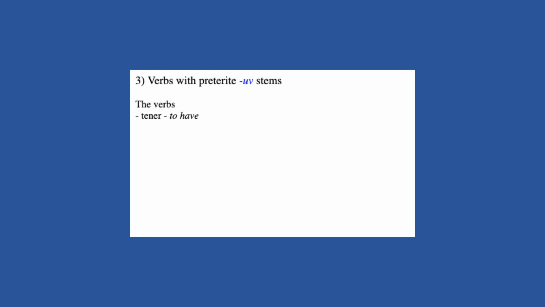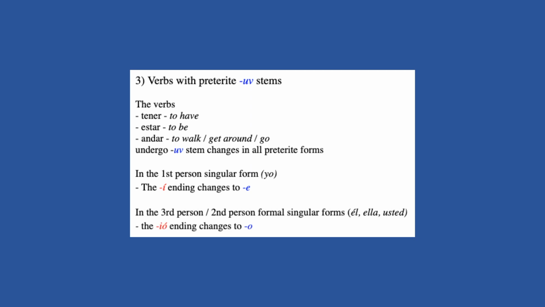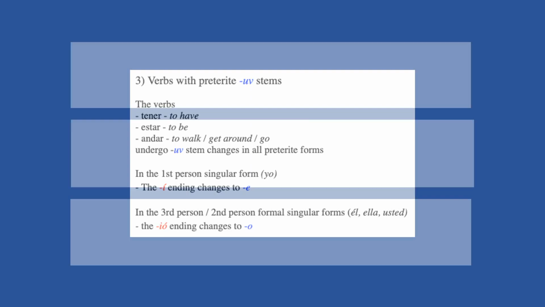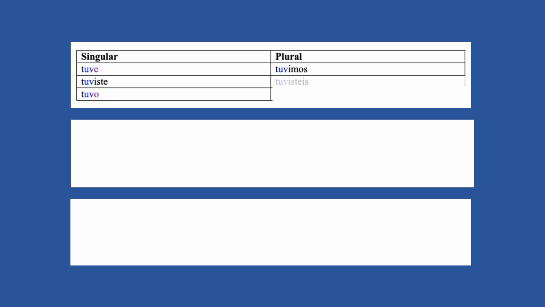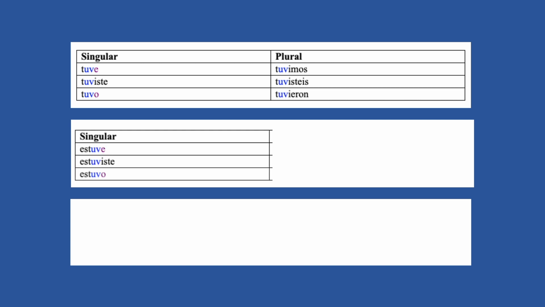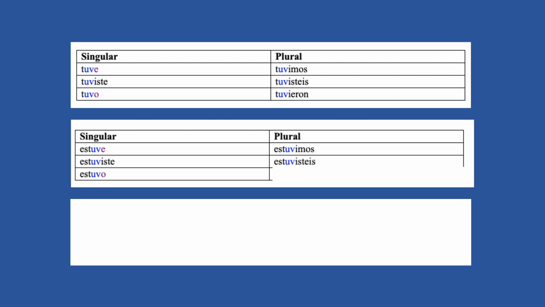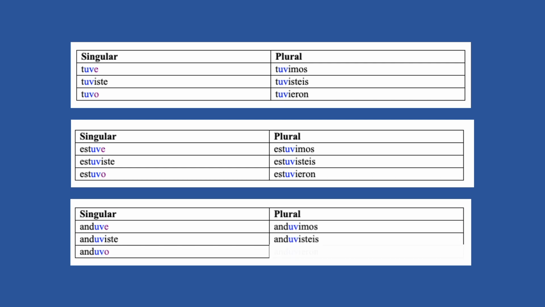The verbs tener, estar, and andar undergo UV stem changes in all preterite forms. Their first person singular form ends in e, and their third person singular form ends in o. Tuve, tuviste, tuvo, tuvimos, tuvisteis, tuvieron. Estuve, estuviste, estuvo, estuvimos, estuvisteis, estuvieron. Anduve, anduviste, anduvo, anduvimos, anduvisteis, anduvieron.